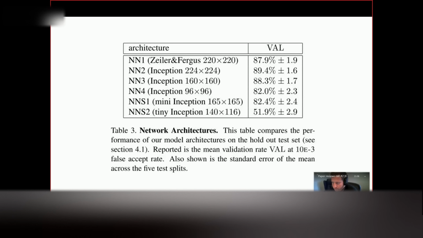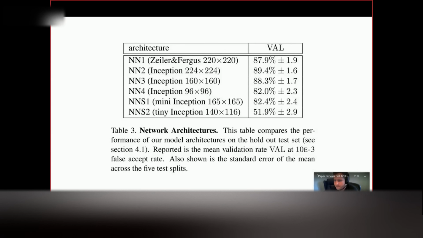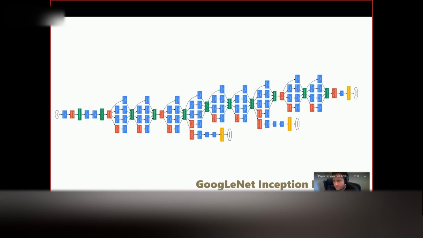They looked at a couple of different networks. One is Zeiler-Fergus, a fairly standard convolutional neural network, and then a few inceptions and some mini inceptions. They settled on an inception network, this NN2, that gave the best results. And an inception network, I want to say this is GoogLeNet. So LeNet is a very, very old network architecture, so that's sort of a nod back to that.